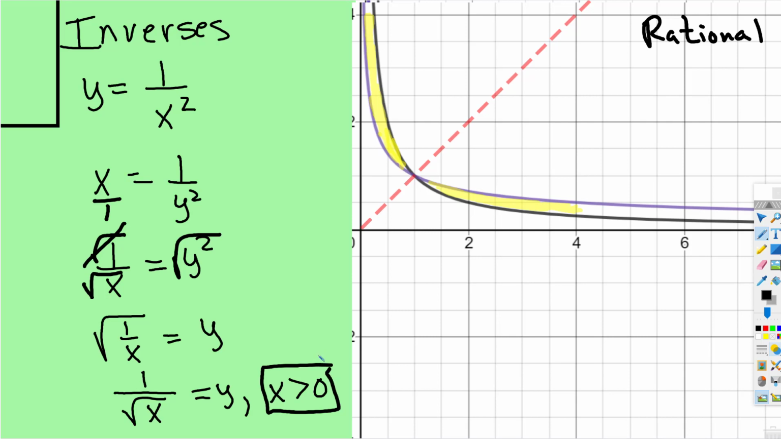And when you type that into Desmos, y is equal to 1 over x squared, or y is equal to 1 over the square root of x, this is the graph that you're going to get, and graphically you can see how they indeed are inverses of each other.